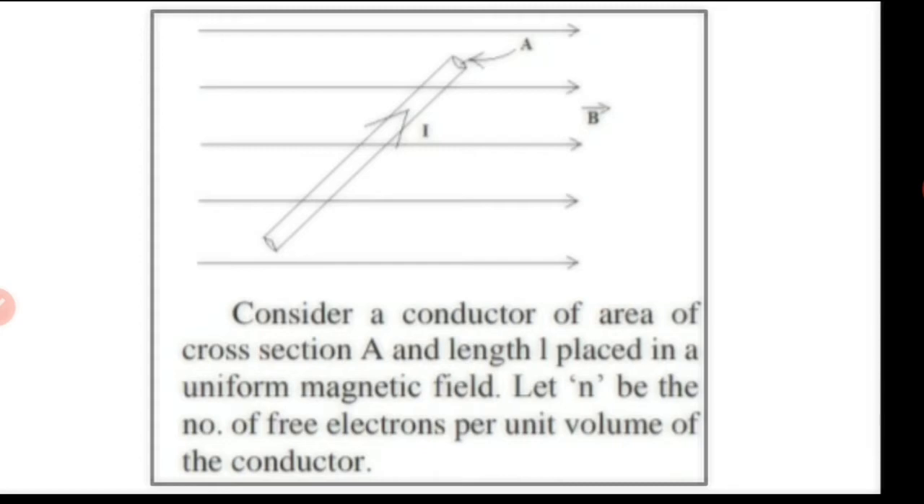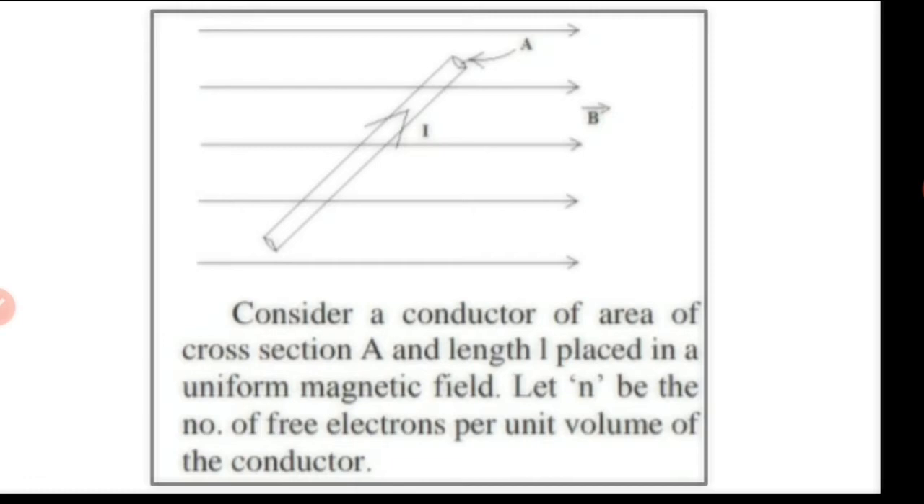Now the direction of the drift velocity and the direction of the magnetic field are perpendicular to each other, because drift velocity is in a direction opposite to the direction of electric field. So this drift velocity and the magnetic field are perpendicular to each other. So the direction of the net force can be easily found using Fleming's left hand rule.